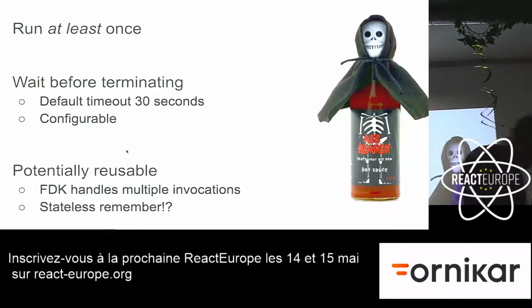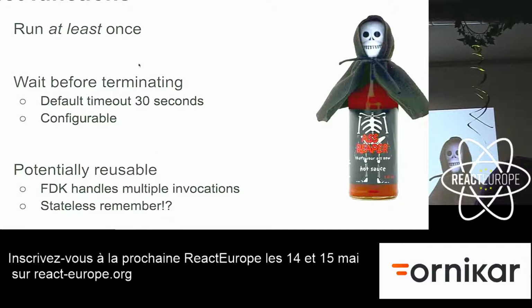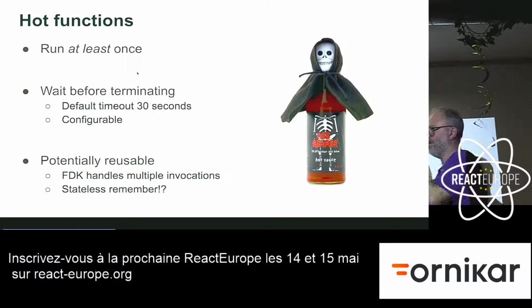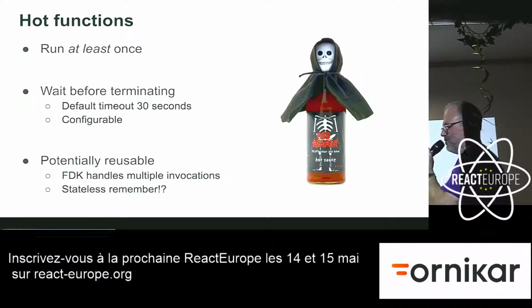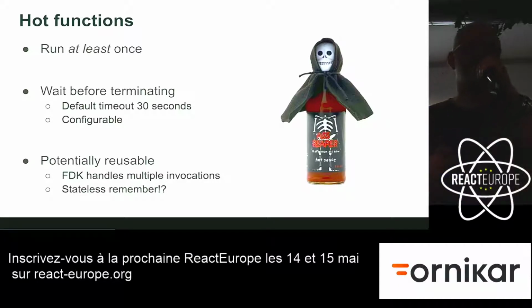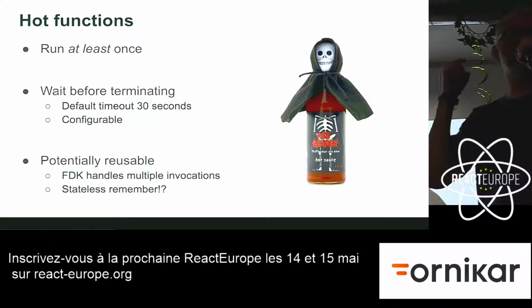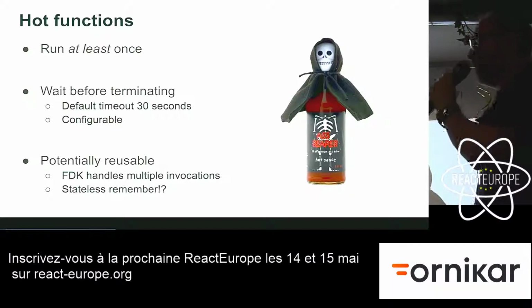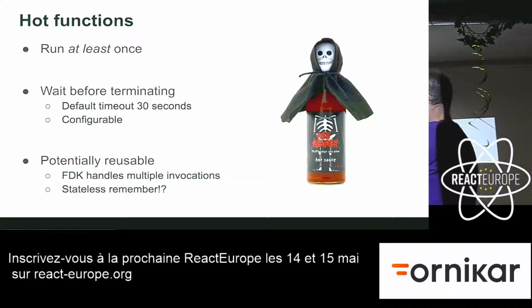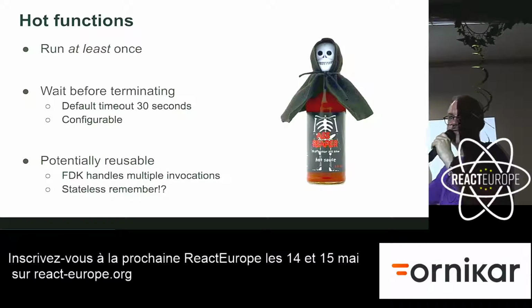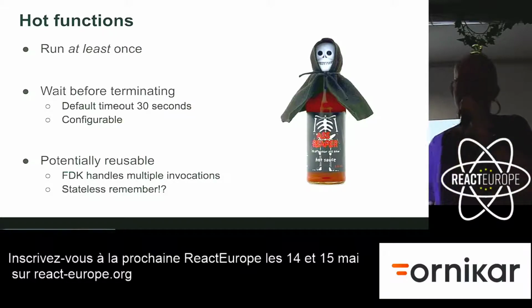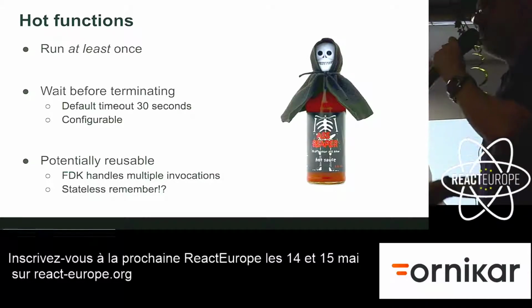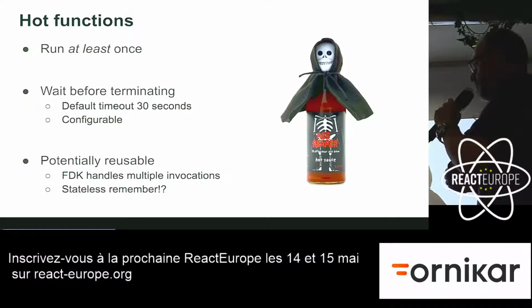So, from hot wrap to hot functions. I said that our functions were ephemeral and they ran once. I kind of lied. Actually, they run at least once, and the reason for this is that if you're getting repeated invocations of the same function, you don't necessarily want to be spinning up a new container every single time. So what happens is that once the function has run, there is an idle timeout. There's a wait before it's terminated. That is a default 30 seconds. You can configure it up, you can configure it down, and that means our functions are potentially reusable.